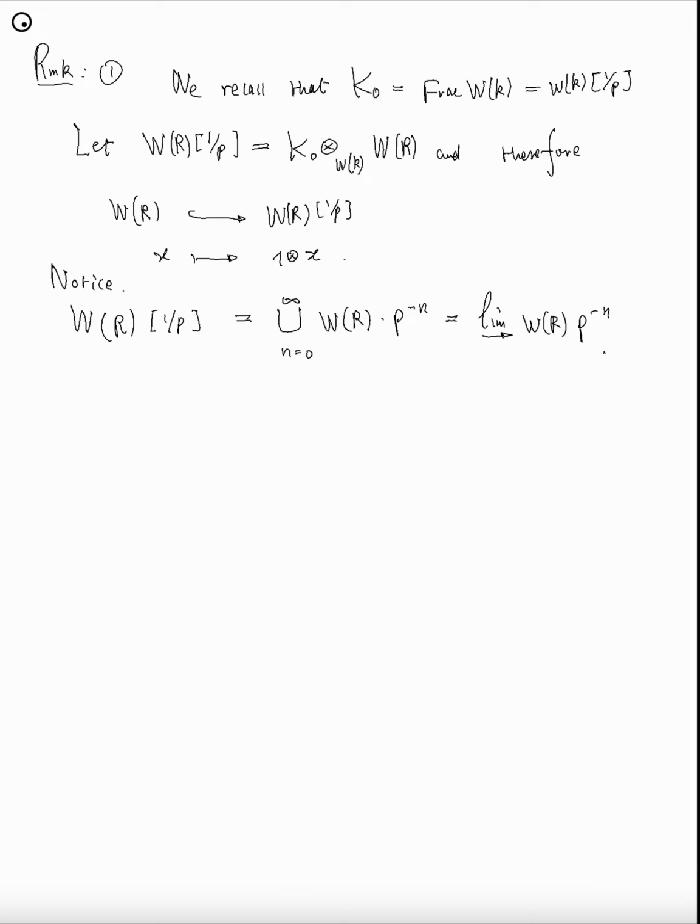Then notice the homomorphism theta. It is surjective, and it extends to, let's call it theta Q, inverting P. And we can show this is again surjective, continuous, and GK-equivariant. And the continuity of this extended map is obvious.